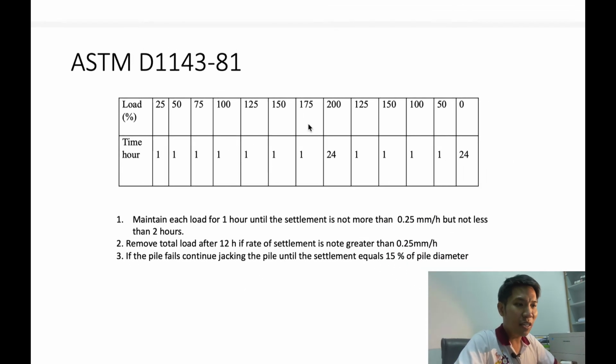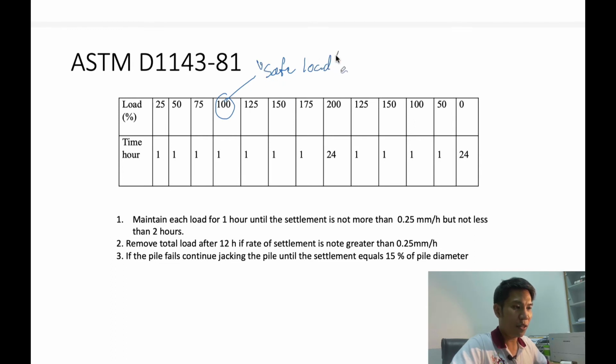According to ASTM D1143, they increase the load step by step. First, this one is the percent load. This one is at 100%, which we define as the safe load. For example, if we say the safe load is about 100 tons, we have to test up to a certain level, and we increase the load up to 200 tons.